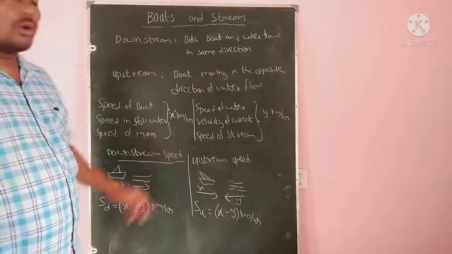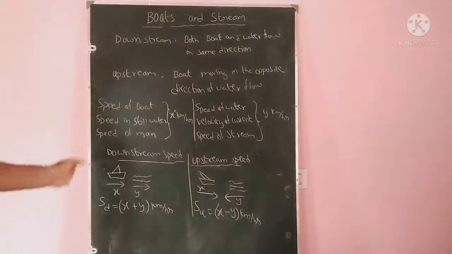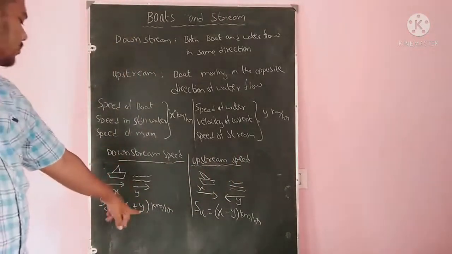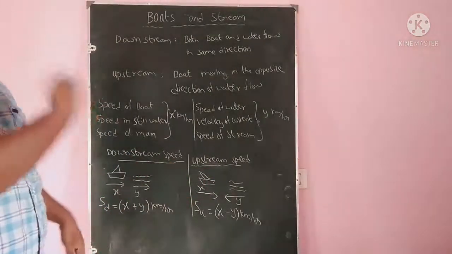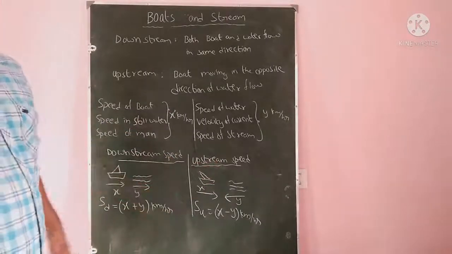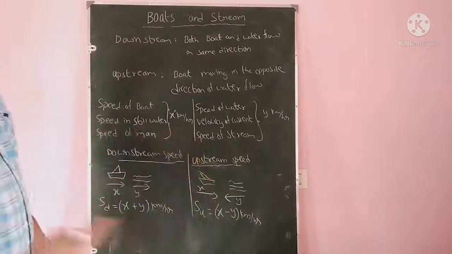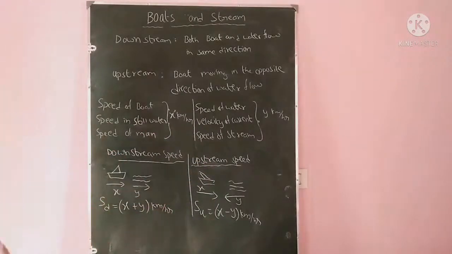So upstream means going in the opposite direction to the water flow. Downstream means going in the same direction. So here the speeds will be added, here subtracted. The boat speed should be first, and from that we subtract the water speed, because the boat should overcome the water flow. So we will take it like this. Now you can go with the exercise problem.